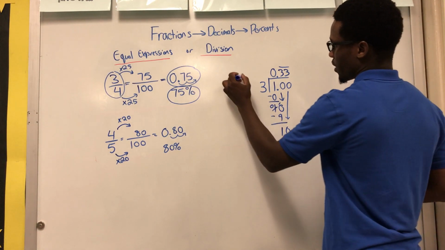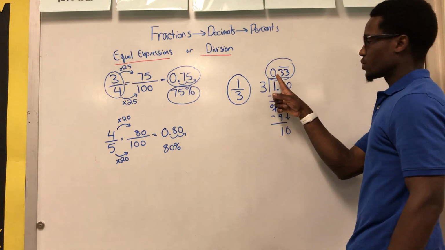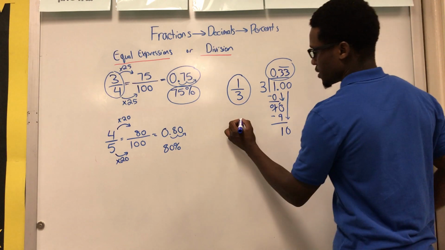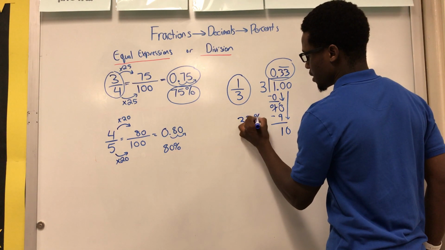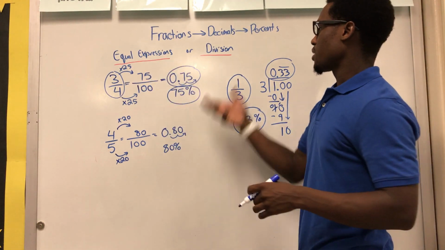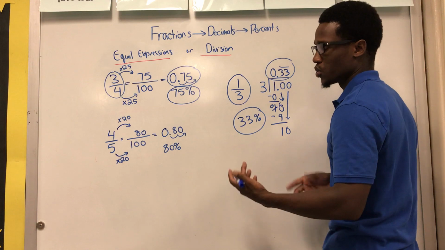Now, we have our fraction and we have our decimal, but we need our percent. So we're going to move that decimal place 2 times, 1, 2, to get 33%. Now, you could use either method, but which one you choose just depends on the situation.